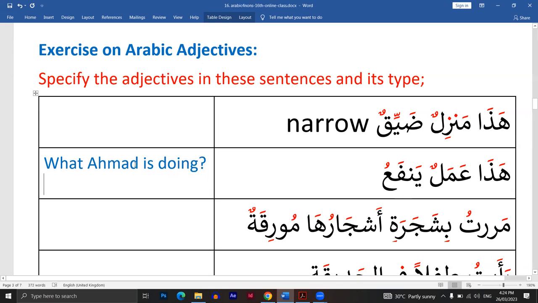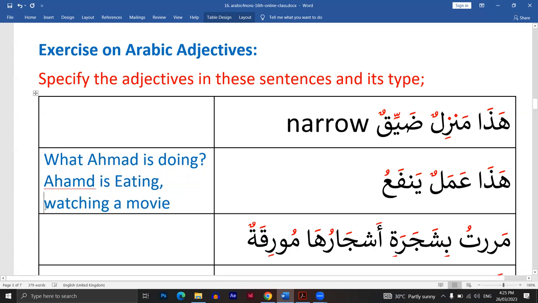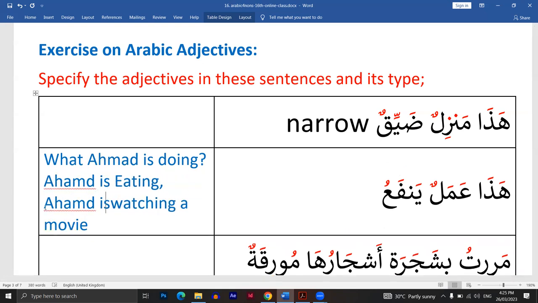Here we can simply answer by stating the verb. We can say eating, right? Or watching a movie. We can do that in English because we already know who we are talking about. There is no need to say Ahmed is eating or Ahmed is watching a movie. The same is here.